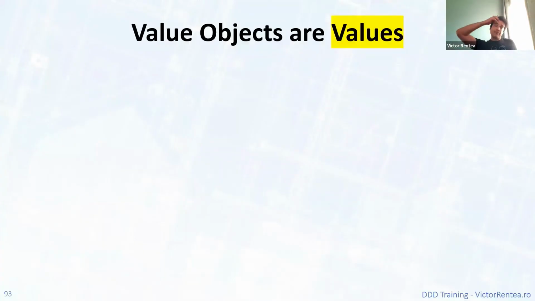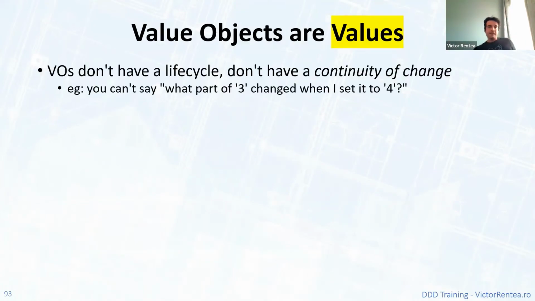Now, value objects, let me define them for a second. Value objects are values in the sense that they don't have a life cycle, right? You can't say that a part of this value object has changed. You are not allowed to change part of it. It's a homogeneous, consistent unit.